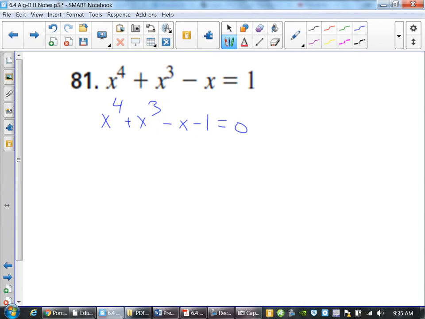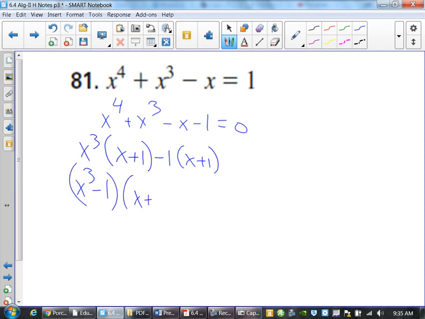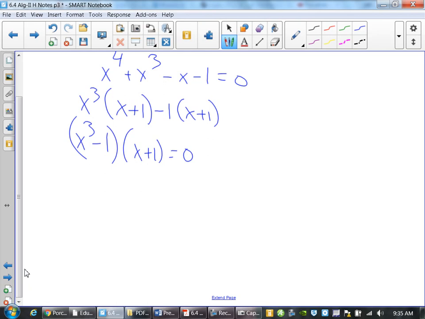And now I gotta do some grouping. 4 terms. Usually you group when you have an x cubed, but in this case you can take out x cubed in the first and get x plus 1. Here I can take out a -1 and I get x plus 1. So I have x cubed minus 1, x plus 1, which means here I can factor that further.